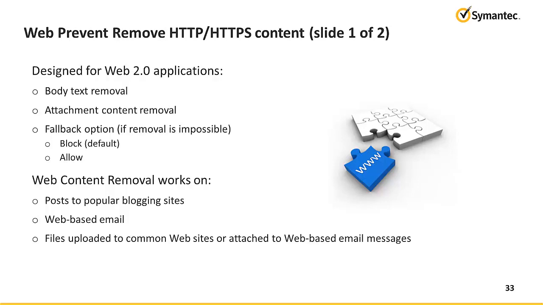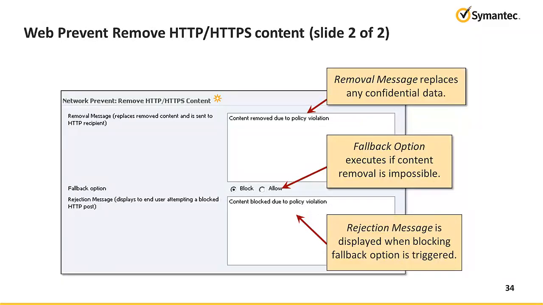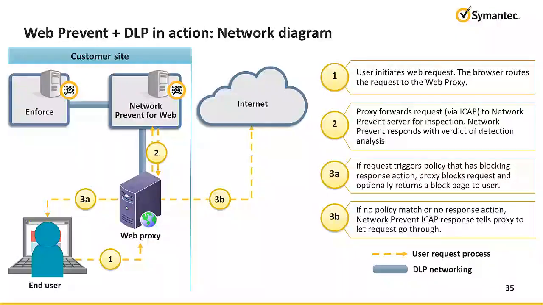If it is not possible to remove content from the web transaction, Symantec DLP executes a fallback option that you can specify. The choices are Block, the default, or Allow. This figure illustrates the configuration settings for this response rule. Parameters for supported websites are defined and can be found in the protect config http redaction.cfg file.